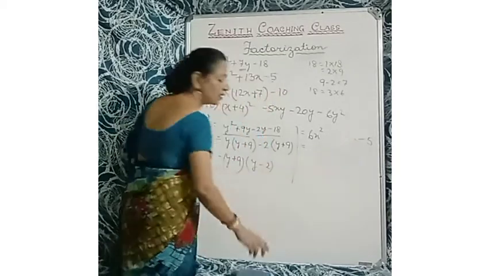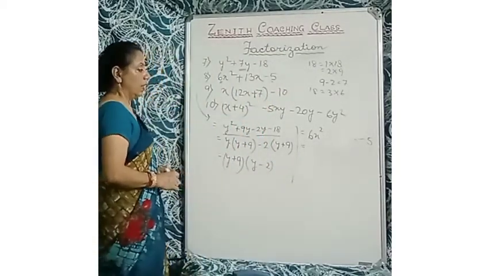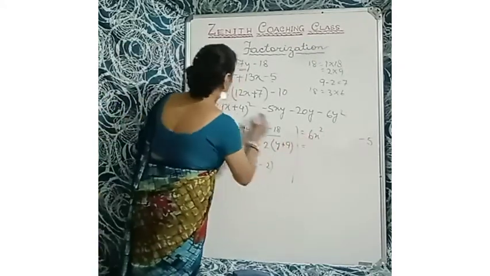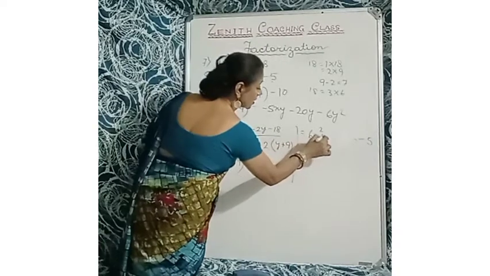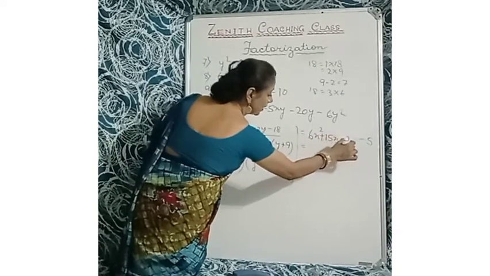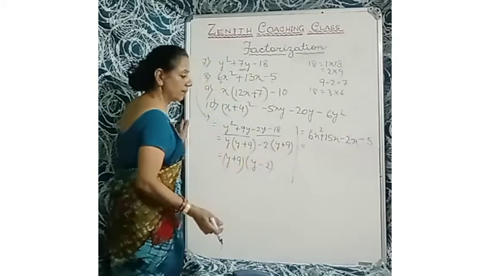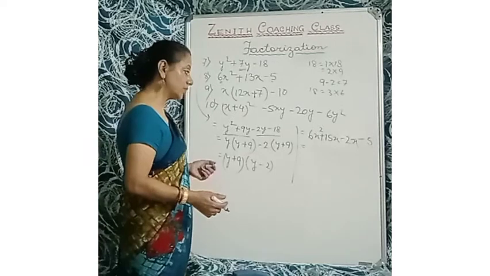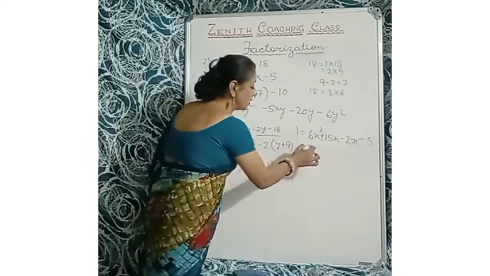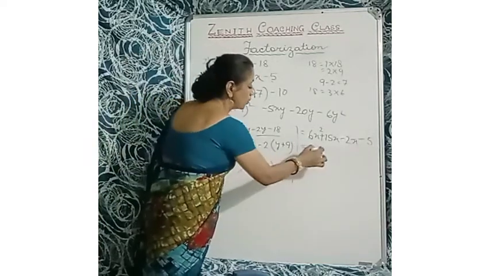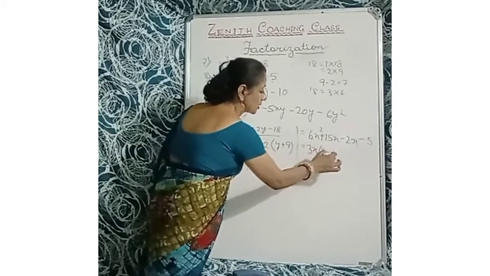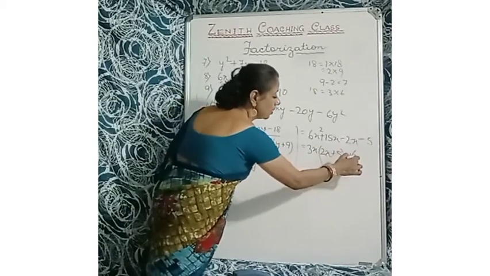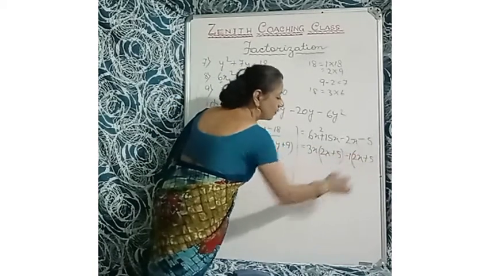So 10 threes are 30, you can write 15 twos are 30 also. So you have to write plus 13. So plus 15x minus 2x. 15 twos are 30 and 15 minus 2 is also 13. So you can take this option. Now 3x is common, so 2x plus 5. Minus 1 is common, so 2x plus 5.